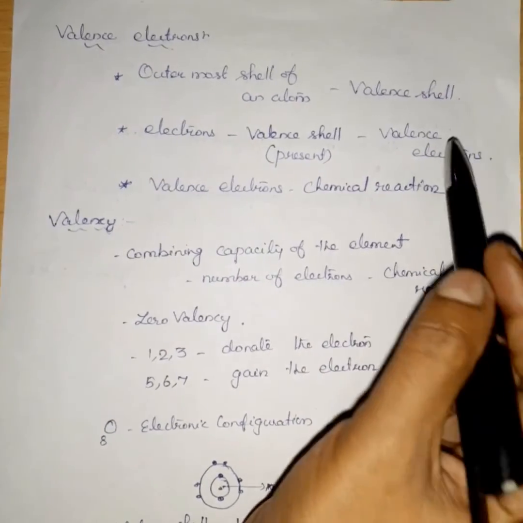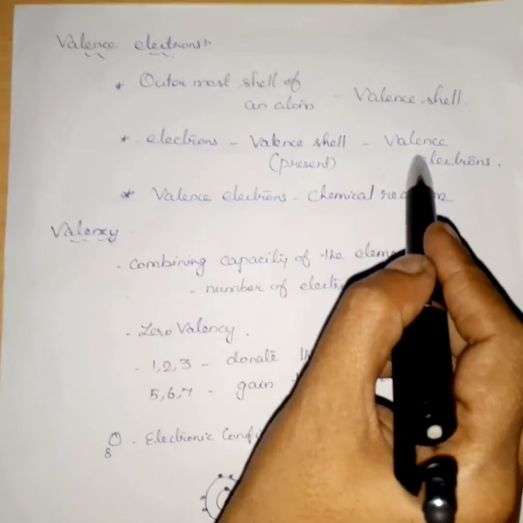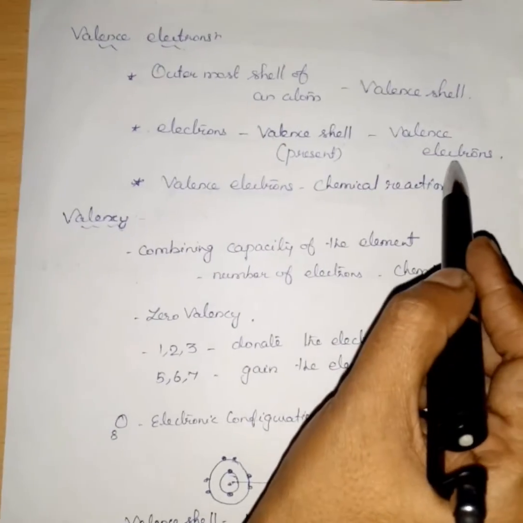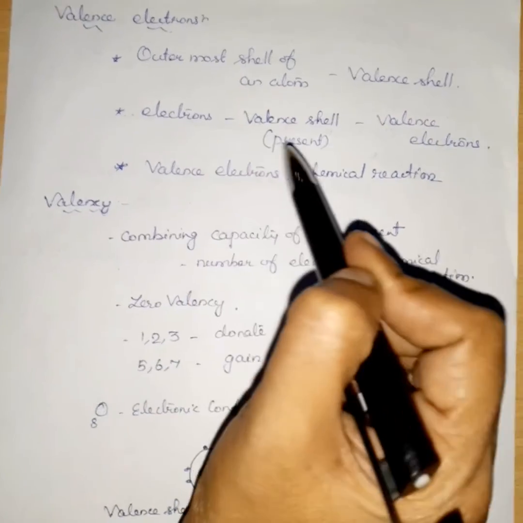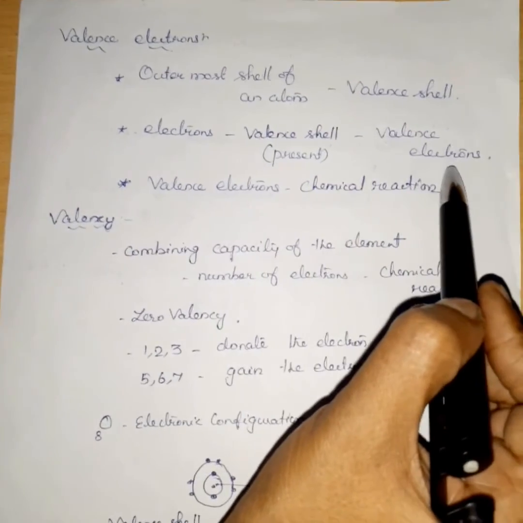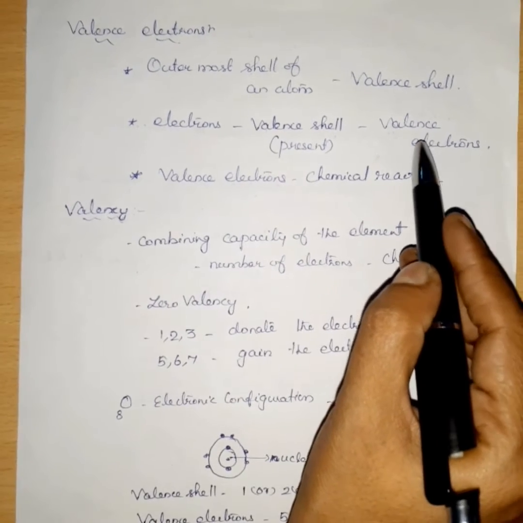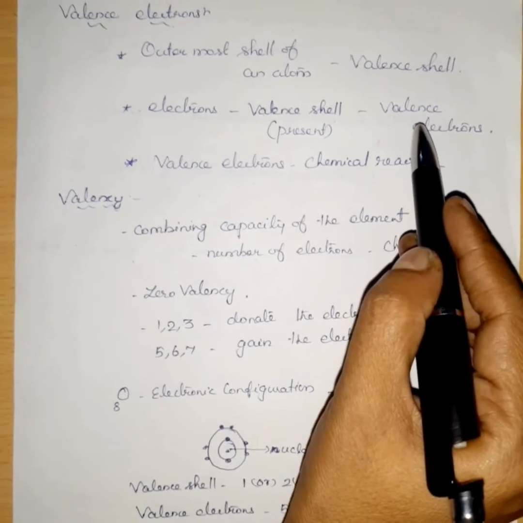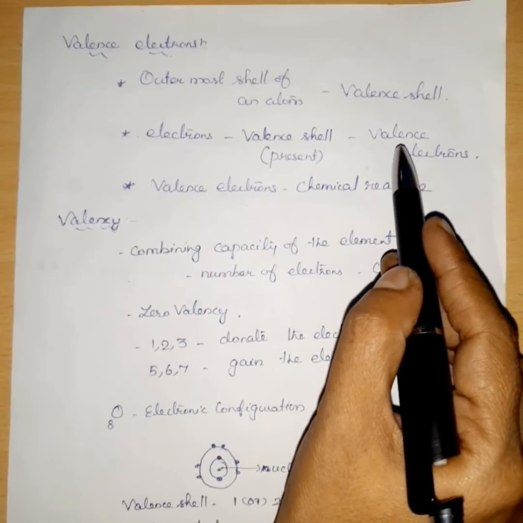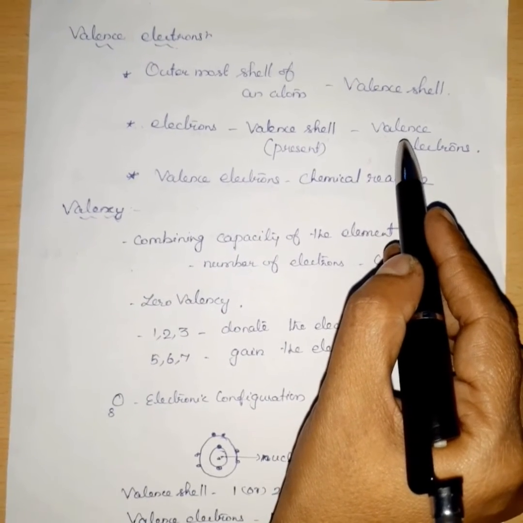Now, what is a valence electron? The electrons present in the valence shell are called valence electrons. What is the use of the valence electron? It can participate in the formation of a chemical bond, or the formation of a molecule.